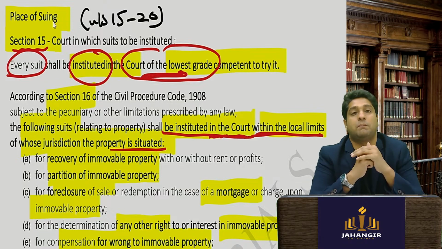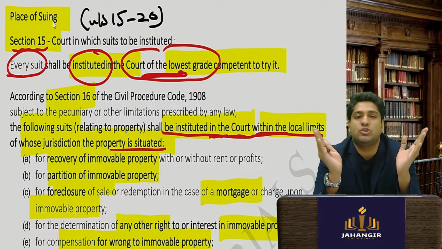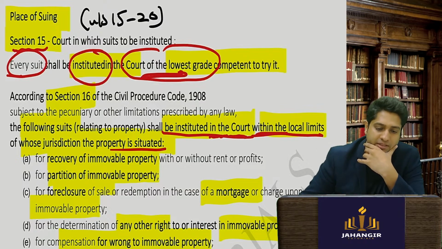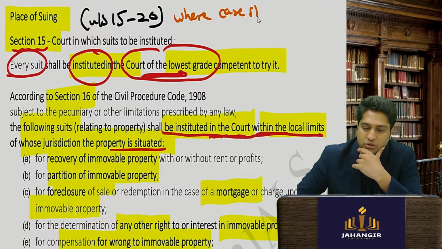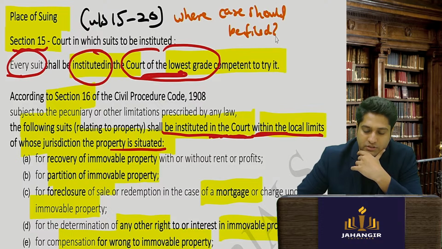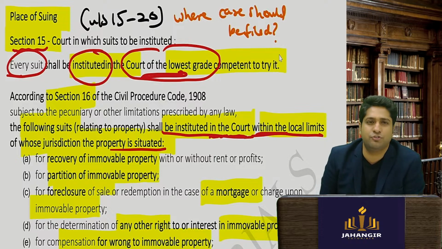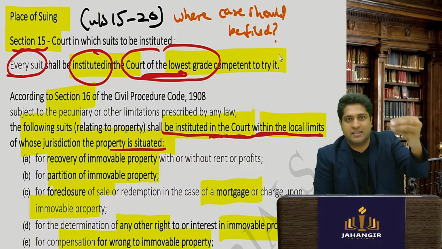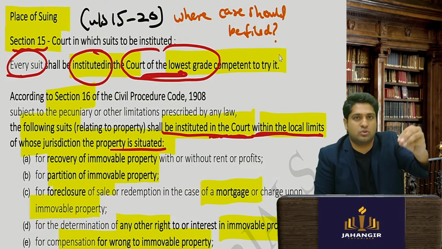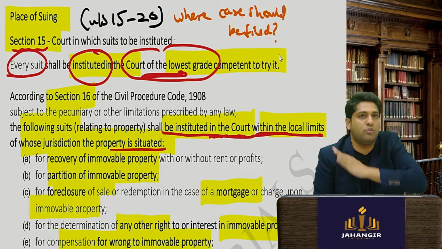Now comes place of suing. Place of suing means what? Where should we file the case? So place of suing means where the case should be filed. Ideally, if you know the rule, how does it work? Wherever the property is situated, the court having jurisdiction over that property, there you will file the case.